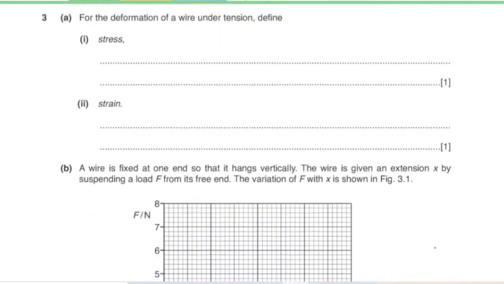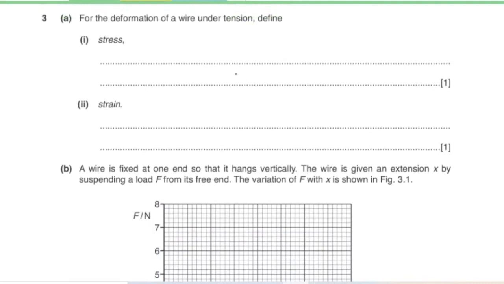Question number 3, part A. For the deformation of a wire under tension, define stress. So stress is equal to force divided by area. Strain is equal to extension over original length of the wire.